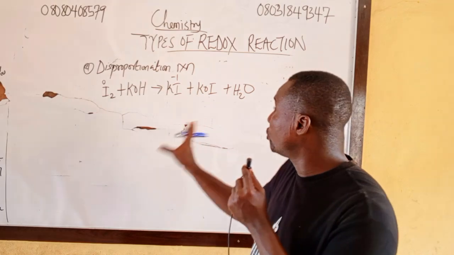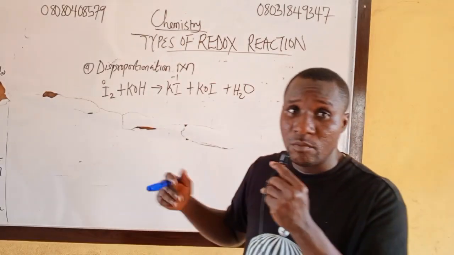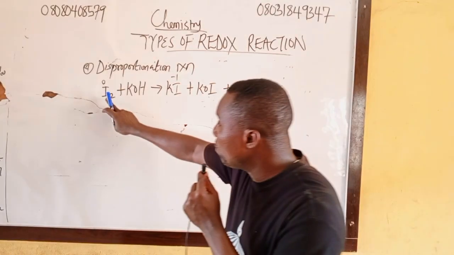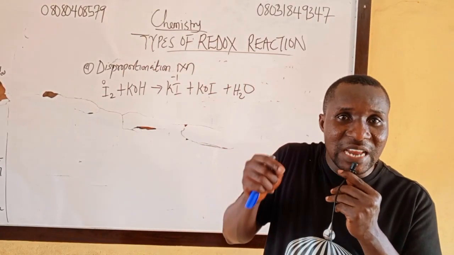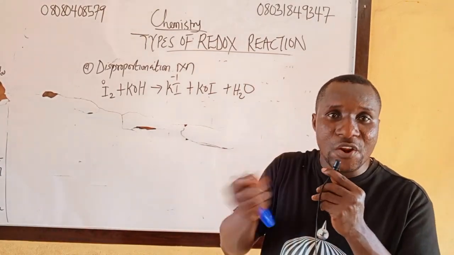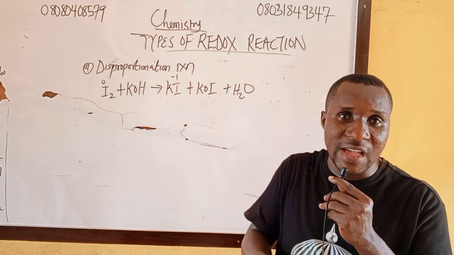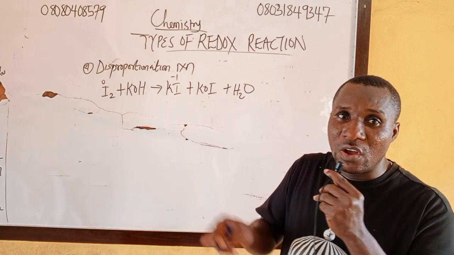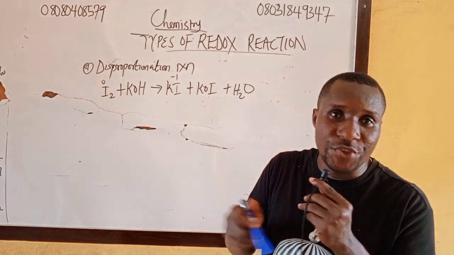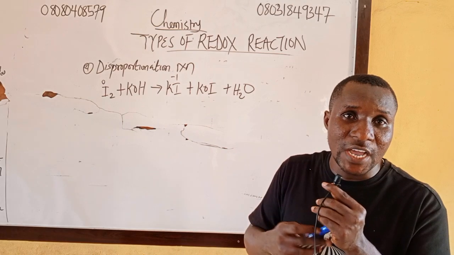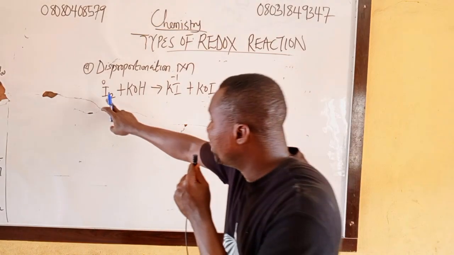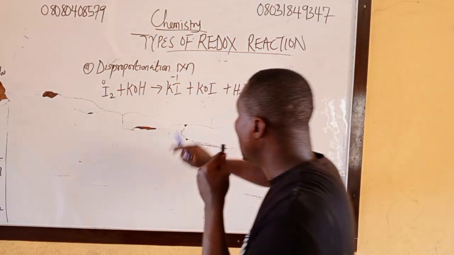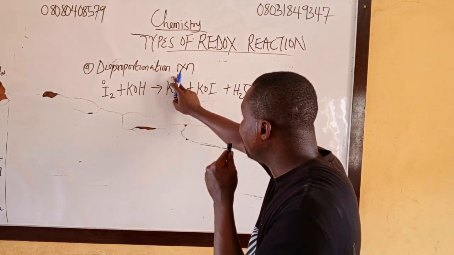You can balance the equation if the equation is not balanced. But what I want to bring out is that when you have a substance acting as reducing agent and oxidizing agent in a chemical reaction, that reaction is what? Disproportionation reaction. And disproportionation reaction is an example of what? Redox reaction. Look at this. The oxidation number of iodine is 0. The oxidation number of iodine is -1.